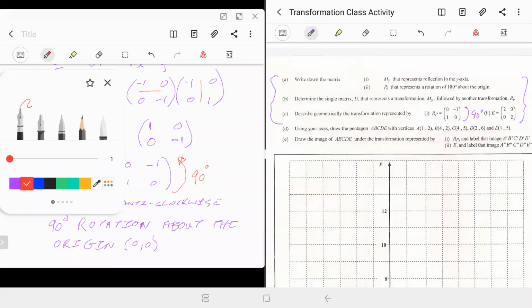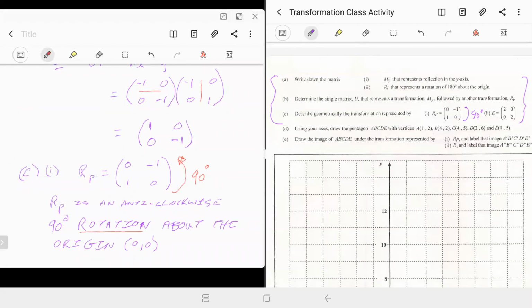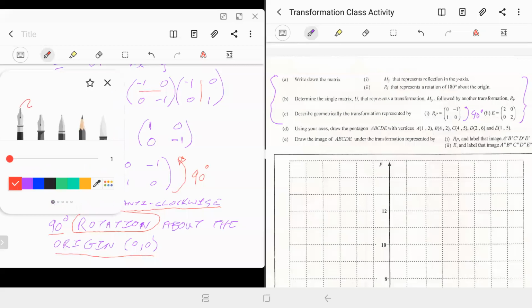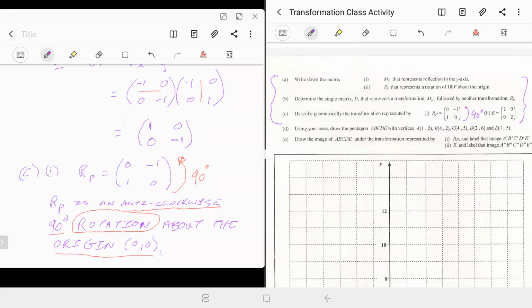What have we given for the description? We give the name and the components: angle, direction, center. You give the name and the 3 components. Rotation has 3 components: angle, direction, and center. Some people list them, some people write them out in a sentence. Sometimes I will list them, sometimes I will write them in a sentence. It doesn't matter. Just make sure that whatever you give the examiner has the name and the 3 components. So RP is an anti-clockwise 90-degree rotation about the origin.